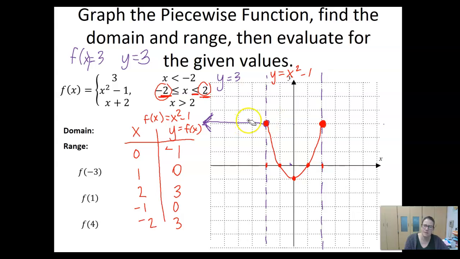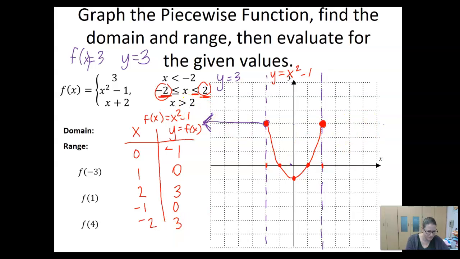So that's what a piecewise function is. In this interval, I only want to graph the first function. In the middle interval, I only want to graph x squared minus 1. And then over here, I only want to graph x plus 2. Okay. So now we're going to graph x plus 2. Since it says to graph x plus 2 when x is greater than 2, that means over here, right?